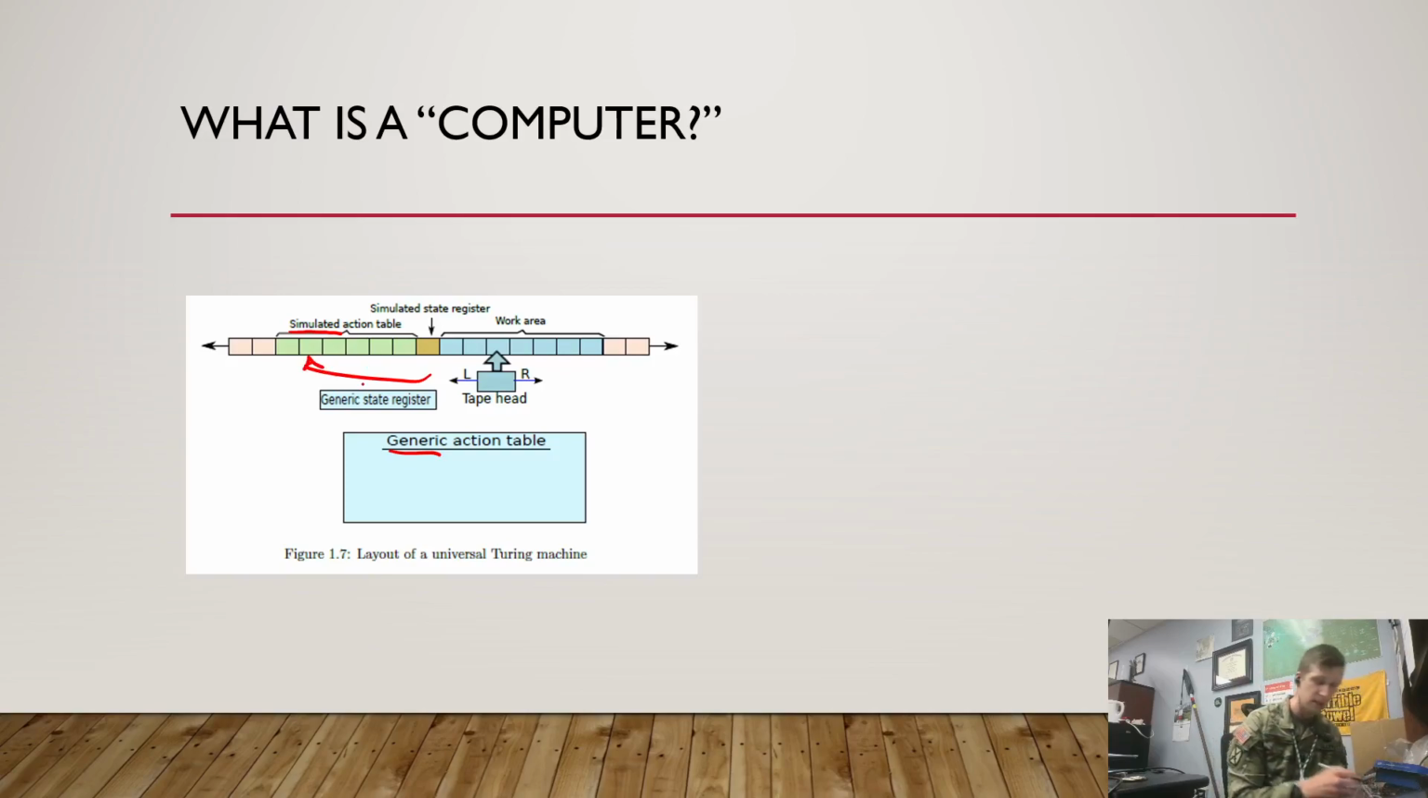The simulated action table could then define what the tape head should do. So then the Turing machine would come back to where it was and potentially rewrite a new symbol or move the tape left and right and then proceed with its operation.